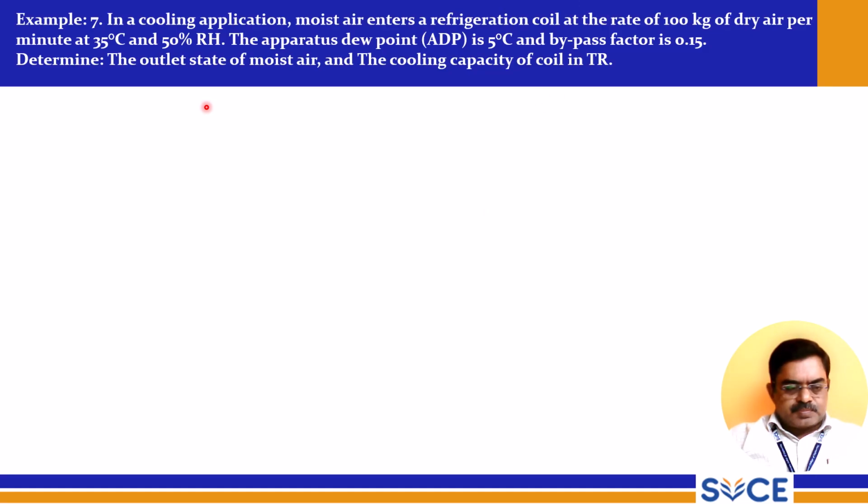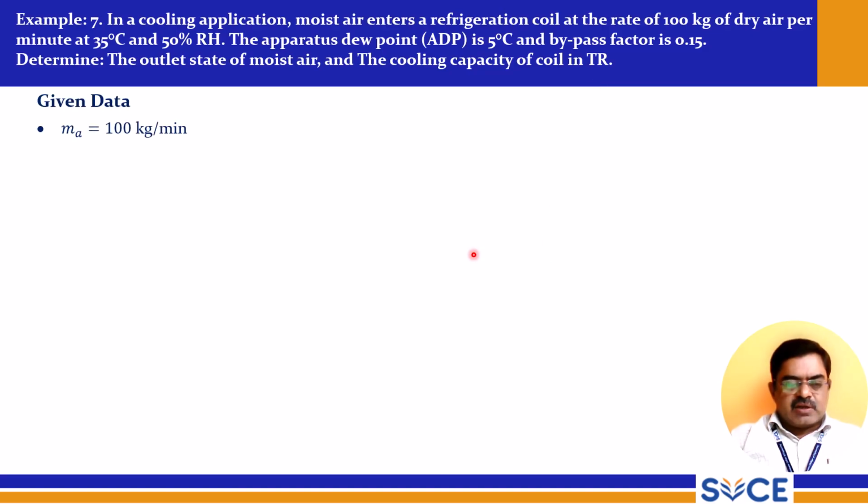So here in this example, in a cooling application, moist air enters a refrigeration coil at the rate of 100 kg of dry air per minute at 35 degrees Celsius and 50% relative humidity. The apparatus dew point ADP is 5 degrees Celsius, and bypass factor is 0.15. Determine the outlet state of moist air and the cooling capacity of coil in tonnage of refrigeration.